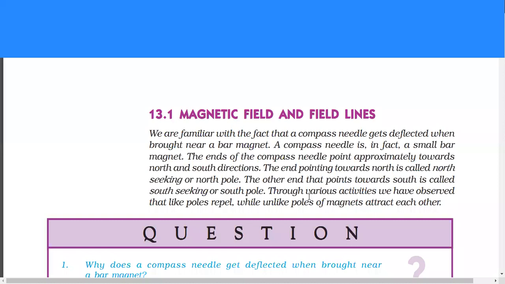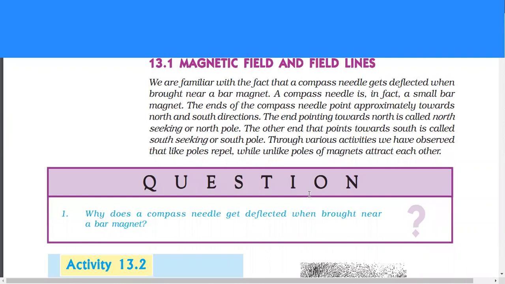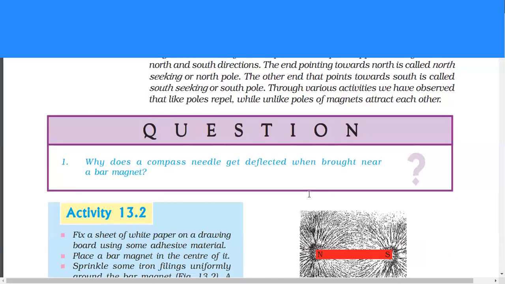Magnetic field and field lines. We are familiar with the fact that a compass needle gets deflected when brought near a bar magnet. A compass needle is, in fact, a small bar magnet. The ends of the compass needle point approximately towards north and south directions. The end pointing towards north is called north-seeking or north pole. The other end that points towards south is called south-seeking or south pole. Through various activities, we have observed that like poles repel, while unlike poles of magnets attract each other.